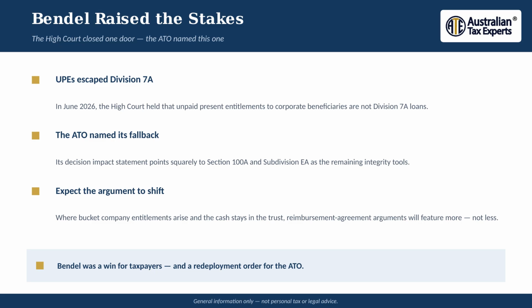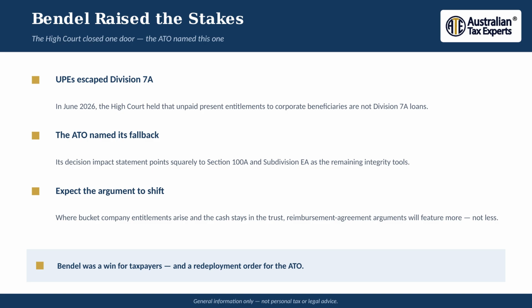And now the reason this topic is urgent in 2026. In June, the High Court handed down Commissioner of Taxation v. Bendel, holding that an unpaid present entitlement owed to a corporate beneficiary is not a loan for Division 7A purposes. A genuine win for taxpayers. The ATO's 15-year-old position overturned.